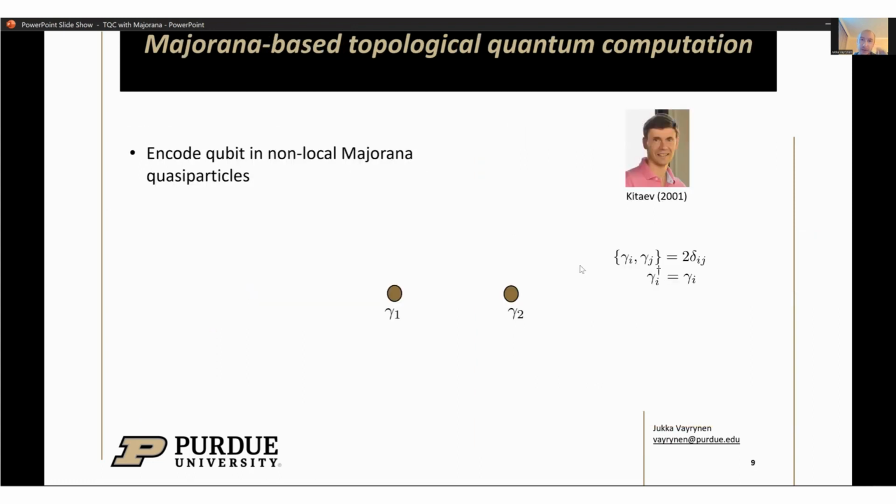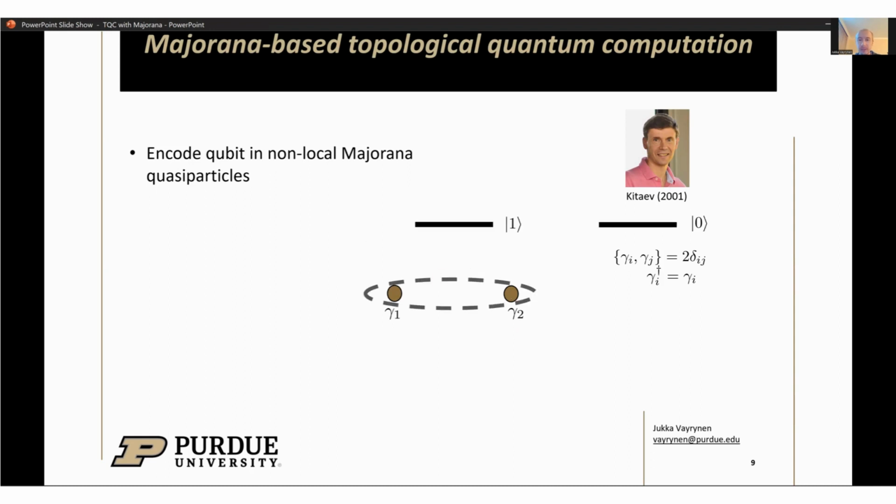So Majoranas and Majorana-based quantum computation really stem back to Kitaev's work from 2001. Basically, the idea is to encode a qubit in these so-called non-local Majorana quasiparticles. What these Majoranas are, so here there are two of them, gamma 1, gamma 2, they are basically half electrons. So if you have a single electron or single fermion, you can encode it into two Majoranas.